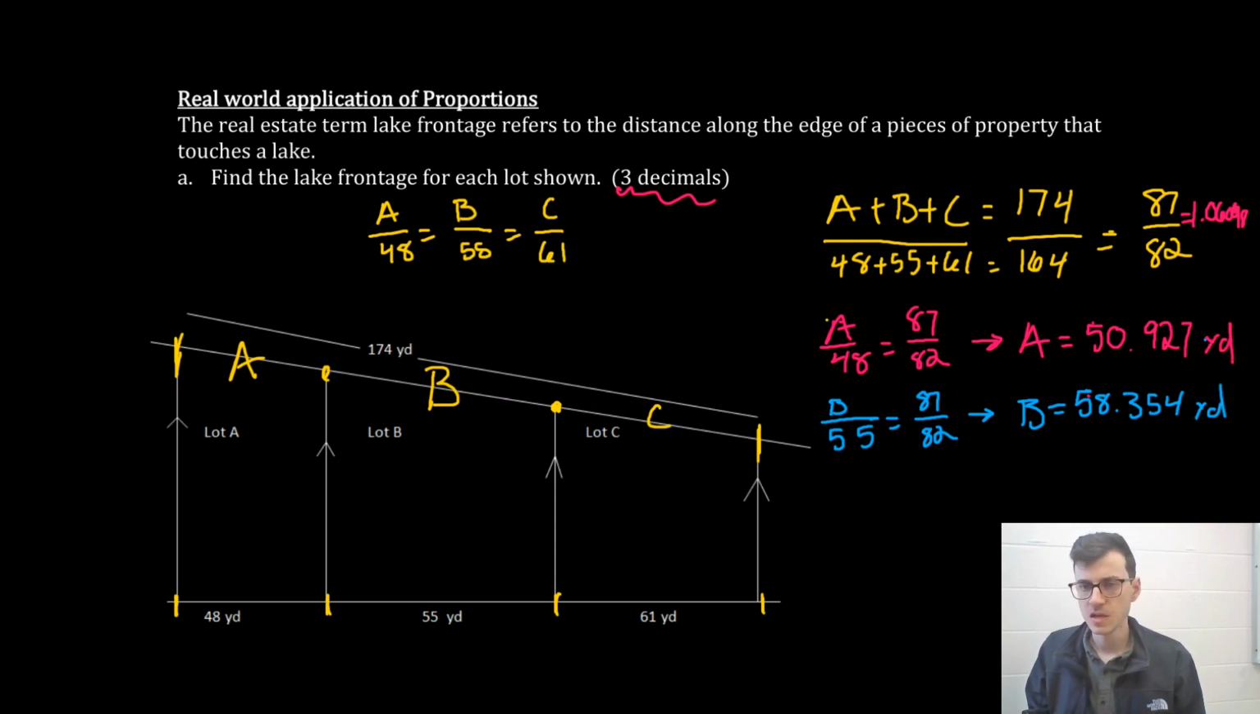Okay, now C, I need to kind of come over here. C over 61 equals 87 over 82. So C equals what? 87 over 82 times 61.